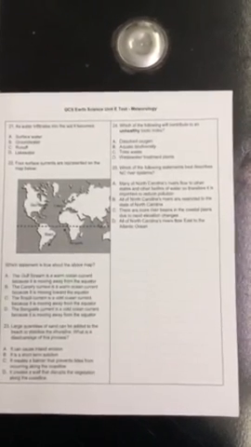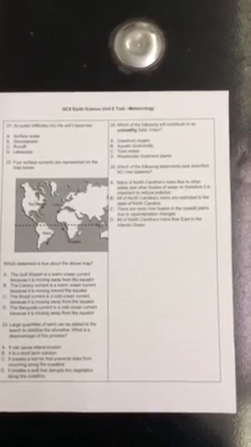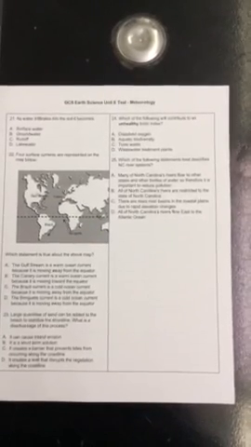24. Which of the following will contribute to an unhealthy biotic index? A, dissolved oxygen. B, aquatic biodiversity. C, toxic waste. Or D, wastewater treatment plants.